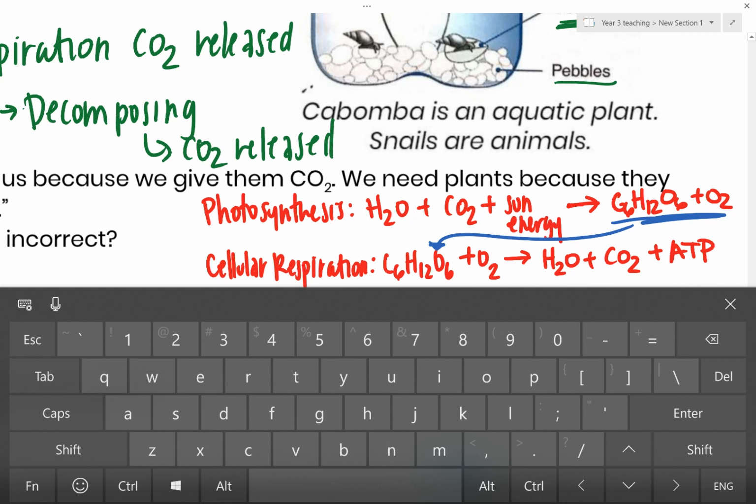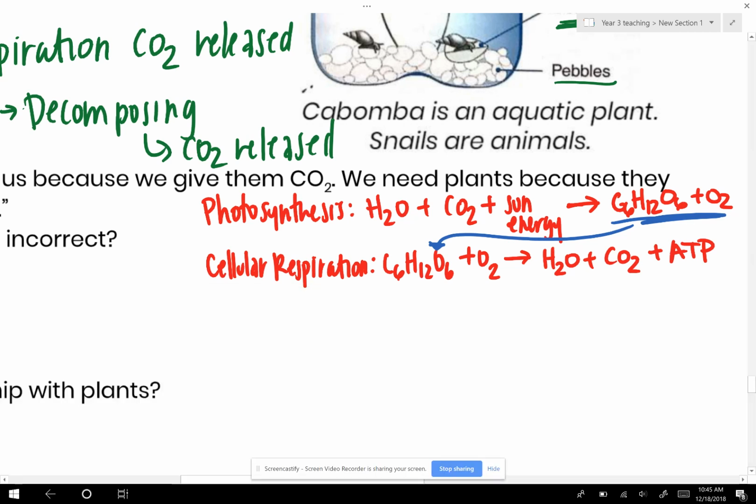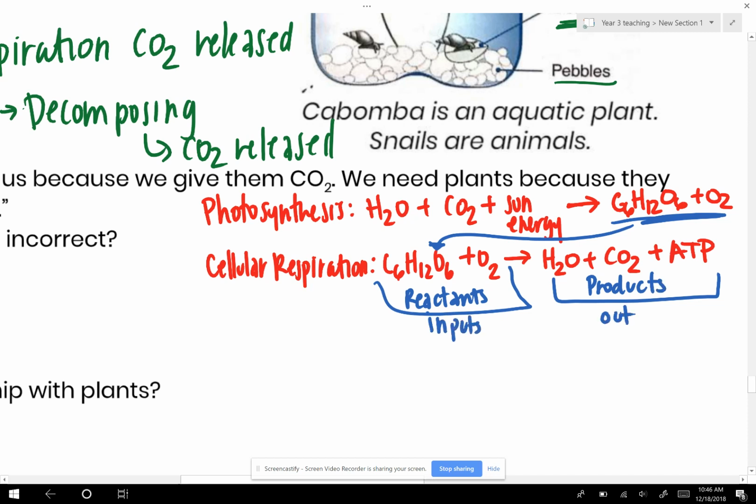If you don't remember, anything on this side of the equation, before the arrow, are our reactants. And these things right here are our products. So these are inputs and these are our outputs.